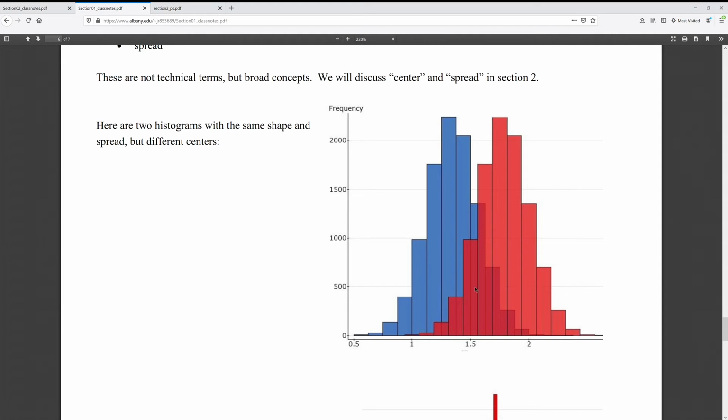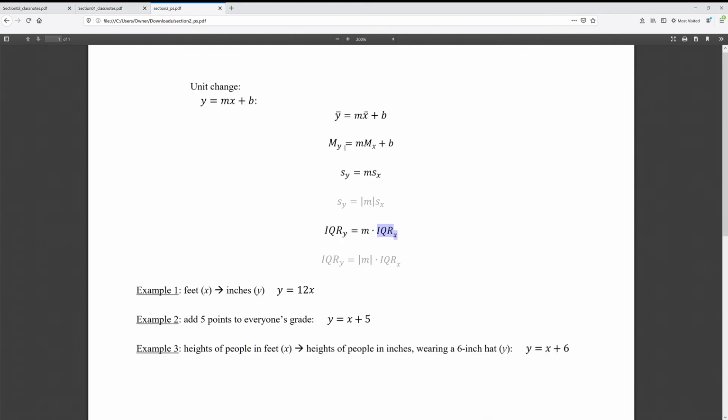The blue and the red are obviously spread out in identical ways. They're just moved back and forth. So this means that the standard deviation and the IQR are not going to be affected by the add/subtract in the formula that represents moving the entire histogram back or forth.